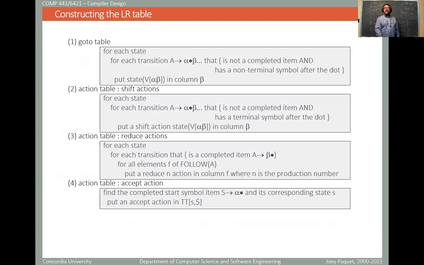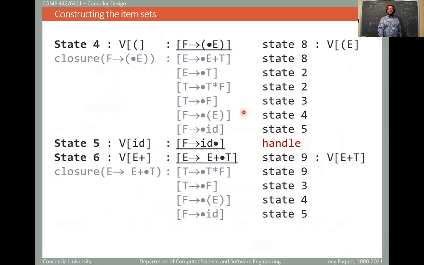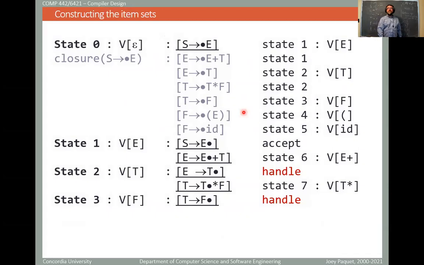So let's find the occurrences of this pattern. Here, do I have completed items? No. Here, I have a completed item. However, it is the completed item of the rule that defines the starting symbol. So that's going to be my heuristic number 4.